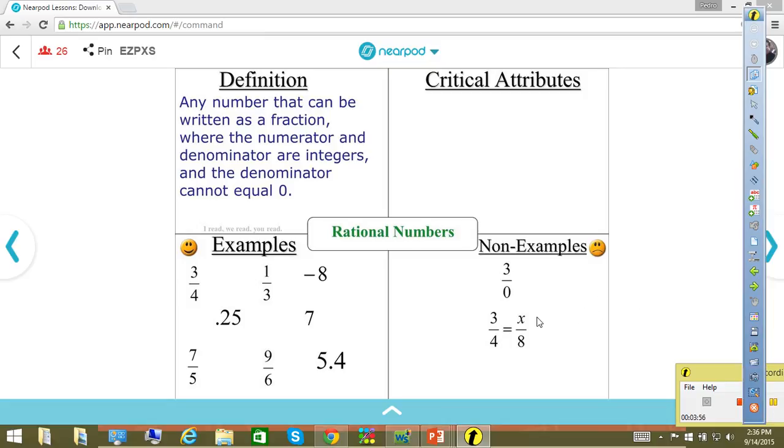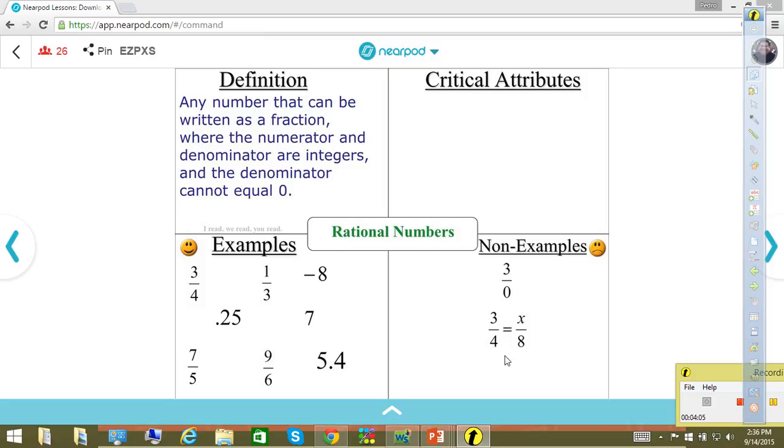All right, let's see. Who saw that the definition says denominator cannot equal 0? Did anybody see that? And here we have the denominator of 0. Do you guys see that? That's why this is not a rational.